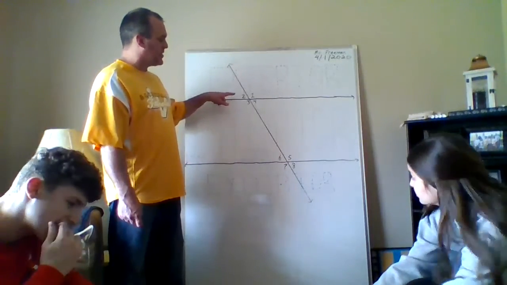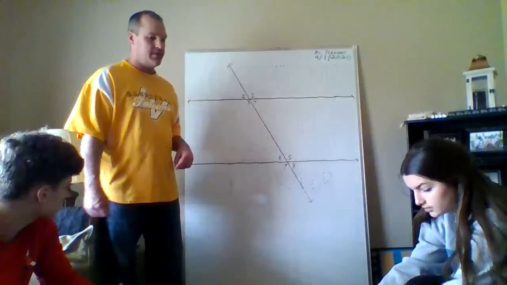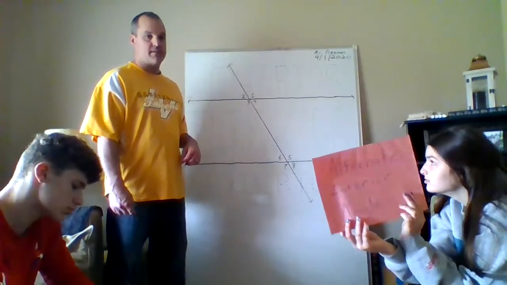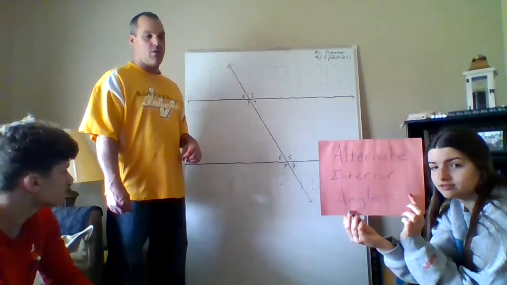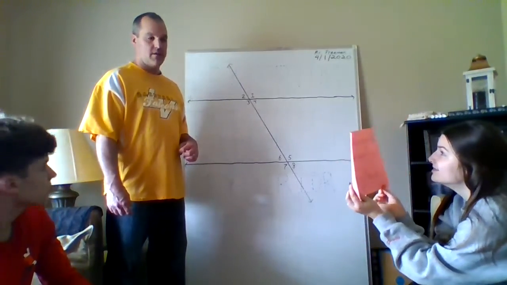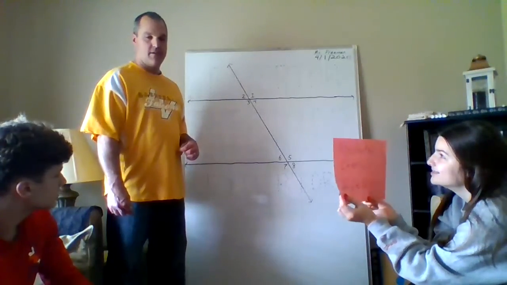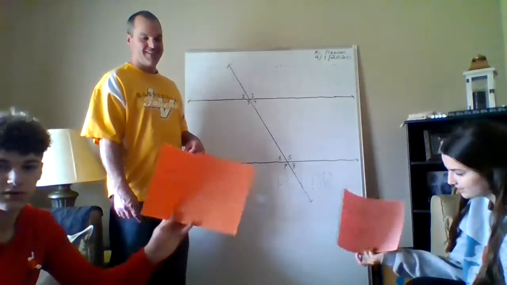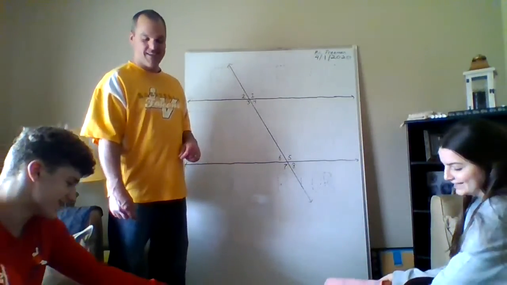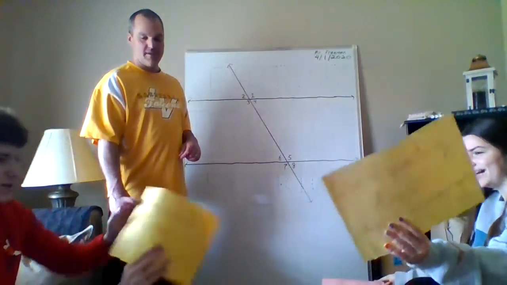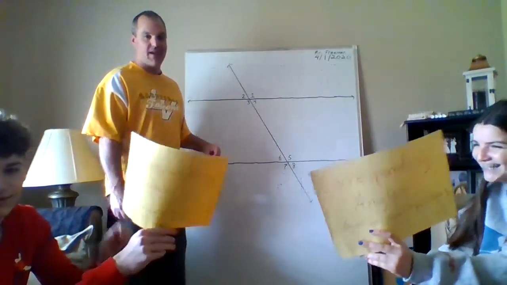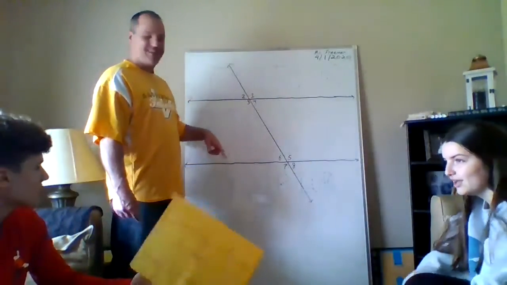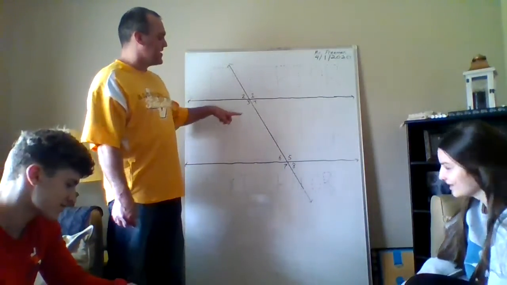What's the relationship between 2 and 6? Hold up your sign for what you think the relationship is. Alternate interior angles? That's not right. Transversal? No. Transversal is the line. Corresponding, yes. They're corresponding.